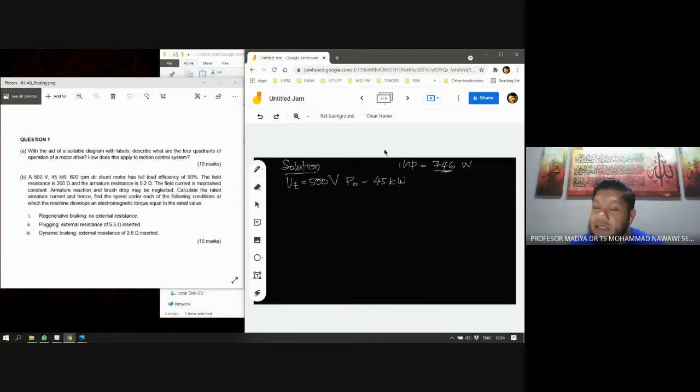So that is the rated speed. Call it N equals 600 RPM. What else? It's a DC shunt motor. So quickly try to see the configuration, the circuit of the shunt motor.